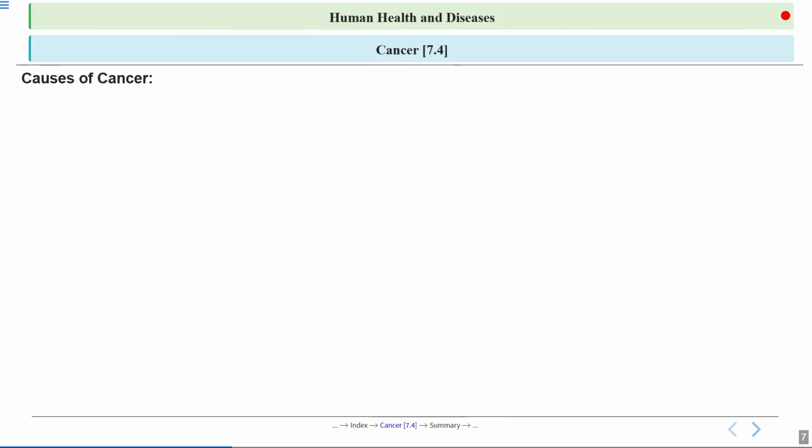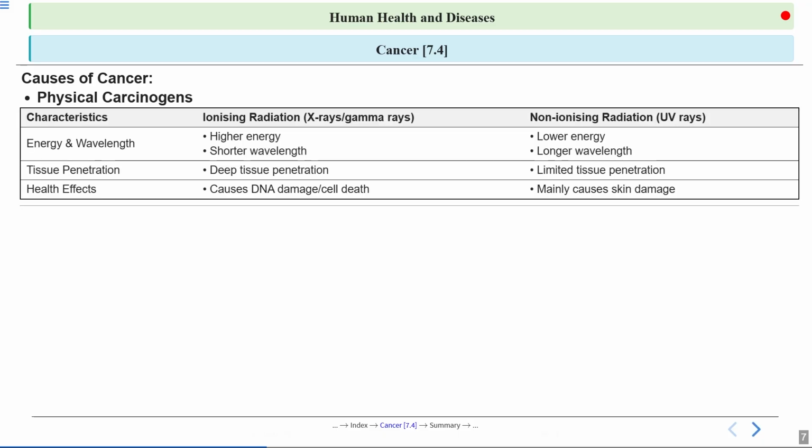What are the causes of cancer? Let's talk about the physical carcinogens. What do physical carcinogens include? Here you can see this table is talking about the physical carcinogens: ionizing radiations and non-ionizing radiations. These can cause cancer. The difference between ionizing radiation and non-ionizing radiation is also shown here.